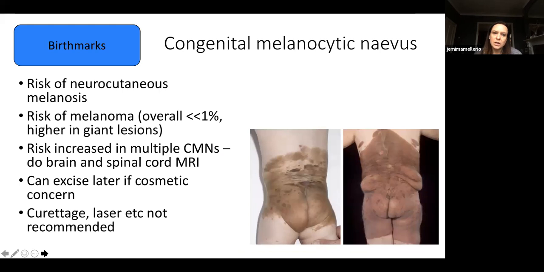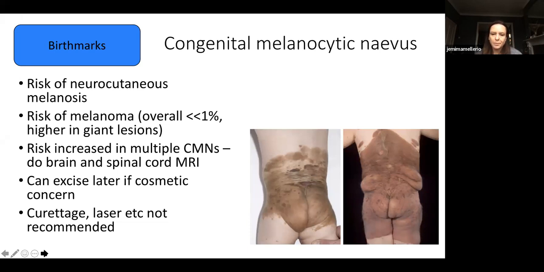Now, people are concerned, particularly when you get large ones or ones with satellites, about the possible risk of neurocutaneous melanosis. And that's where you get involvement with the same kind of deposition of melanocytes within the central nervous system. The risk of melanoma overall developing within these areas is very, very small, probably higher with the giant lesions. In terms of the risk of neurocutaneous melanosis, it seems to be when you've got multiple satellite lesions, rather than just the size of a single giant, it's more the number of individual satellite ones that seems to confer that risk. So it would be important, if you've got multiple CMNs, to do some imaging of the brain and the spinal cord with an MRI.